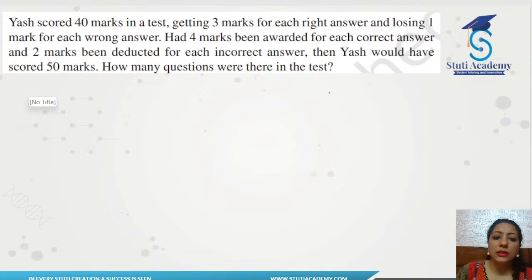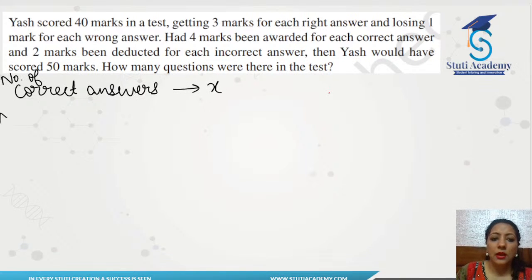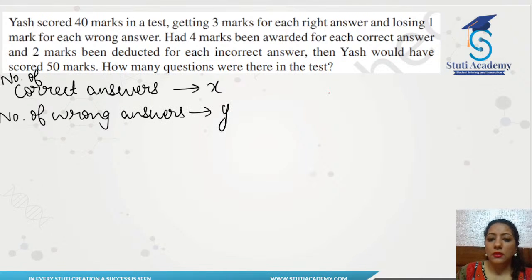Now, let us take the number of correct answers to be X and the number of wrong answers to be Y. Now we need to actually solve for the number of correct answers and the number of wrong answers, because if we add these two, that's how we are going to get the total number of questions in the test. Now in case 1, where Yash is scoring 40 marks, he gets 3 marks for each right answer.